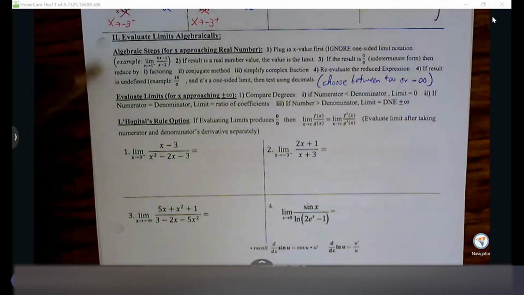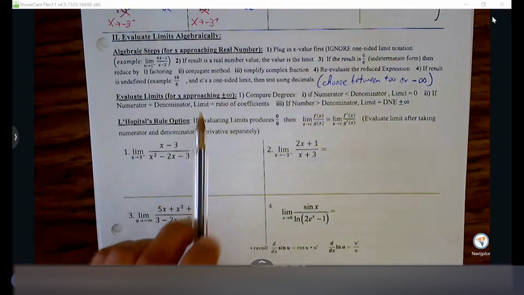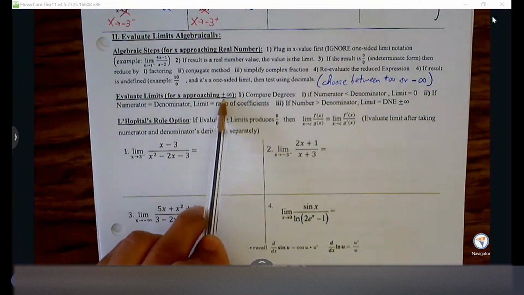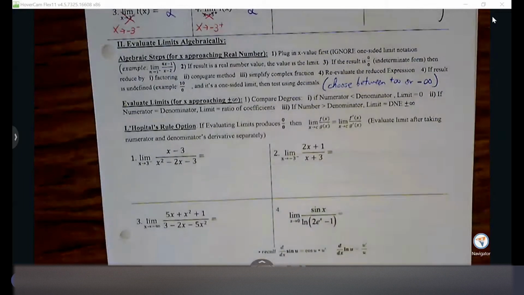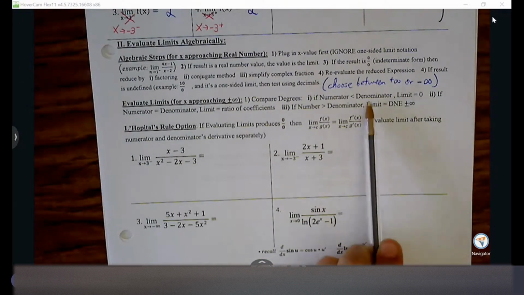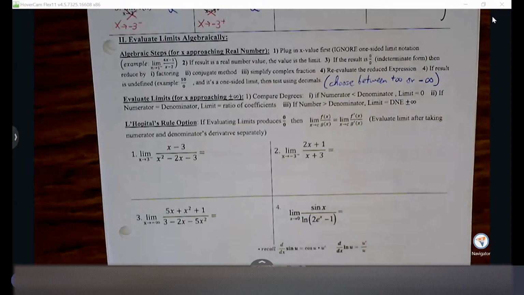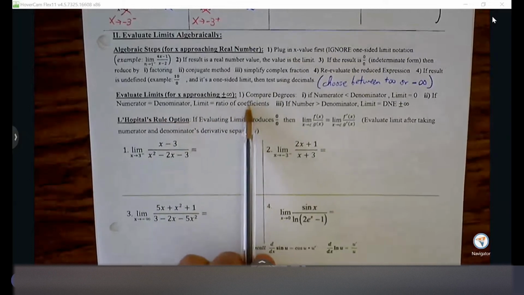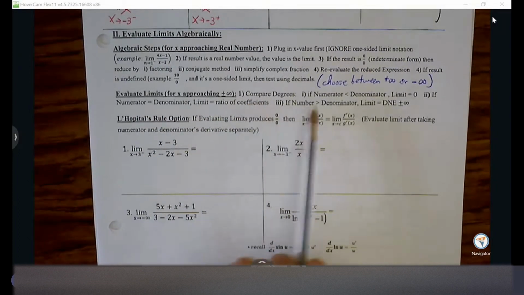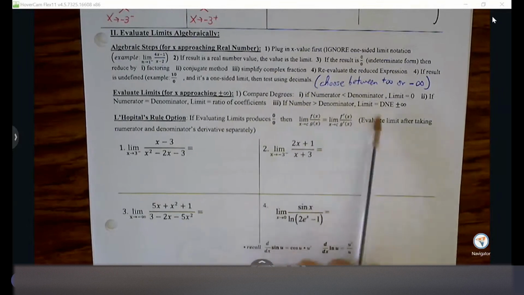All right, so we'll practice with real numbers, but we have a completely different set of rules for approaching infinity or negative infinity. And we compare degrees. We don't plug information in anymore. We just seek the highest exponents between numerator and denominator, and we compare them. If your denominator has a higher degree, then your limit is always going to be 0. If your numerator and denominator are equivalent in degree, then our limit is just the ratio of the coefficients. But if your numerator is greater than your denominator, then your limit doesn't exist.